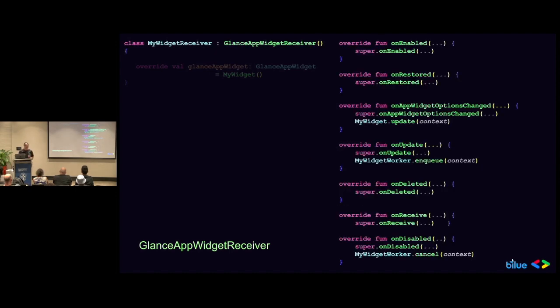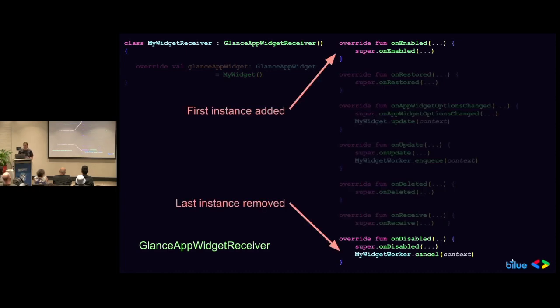Now, with our Glance app widget receiver, we can go a bit more complex. So if we want to know when different things happen with our widgets, we can hook into where the first instance is added and when the last instance is removed. And this is really important if you've got some long-running data refreshing. You want to make sure when the last widget is removed that you actually stop this so that the user isn't doing these data fetches for no reason.